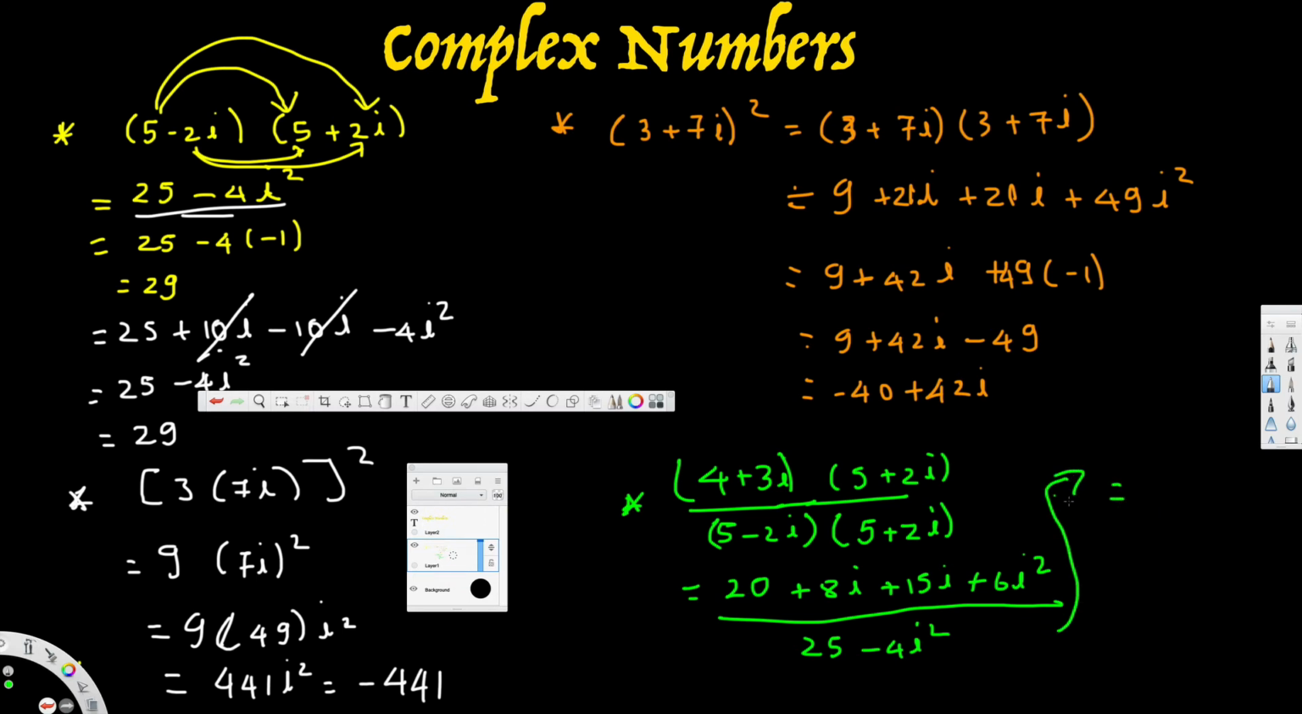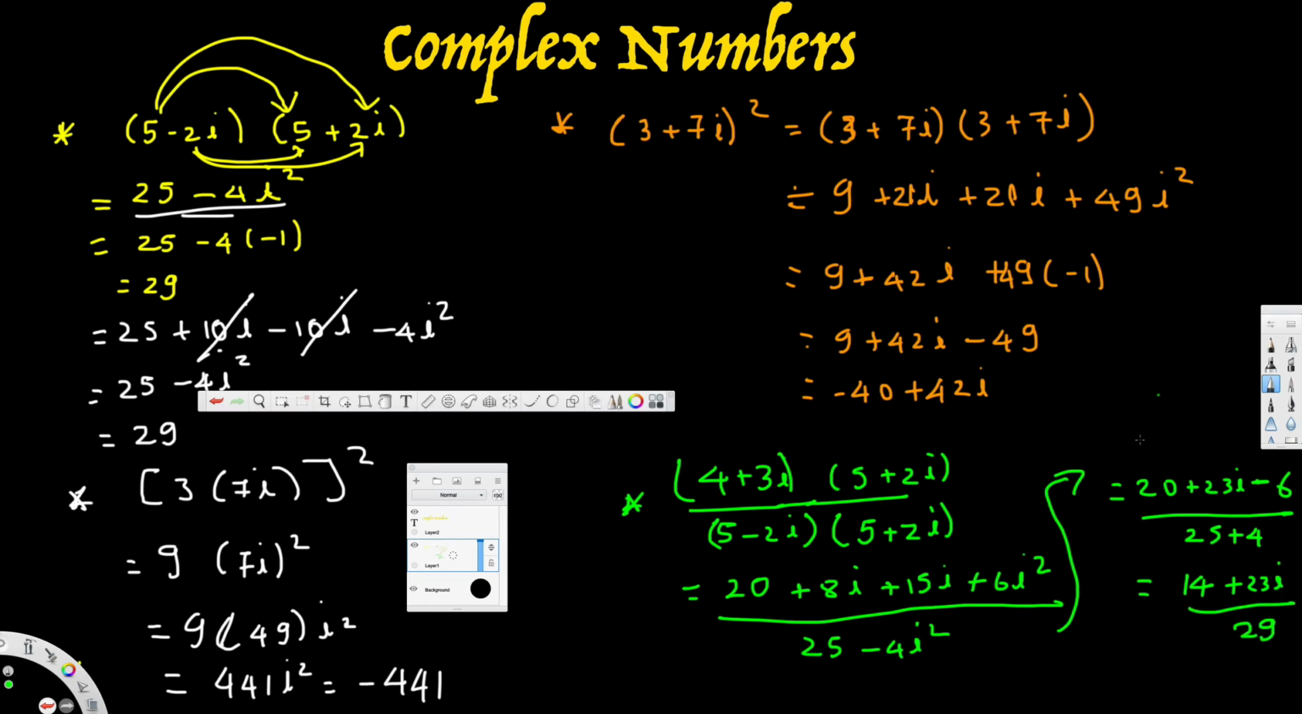Finally, if we simplify the top part, we are gonna get 20. 15 plus 8 is 23i, and then 6i square. i square is -1, so we are going to get -6 right here. And in the bottom, i square is -1, so -1 times -4 is positive 4, so we are going to get 25 plus 4. In the top part, we can simplify further. That's 20 minus 6 is 14 plus 23i, and in the bottom 25 plus 4, 29.